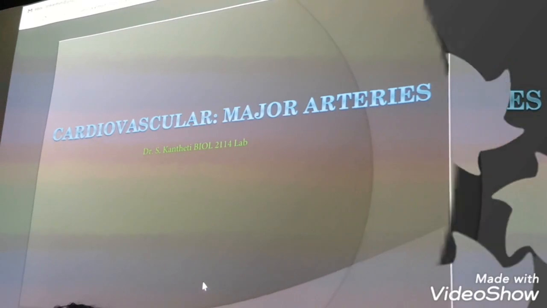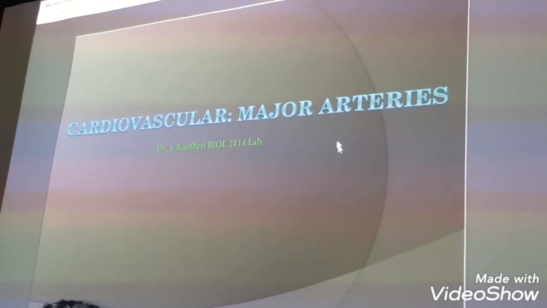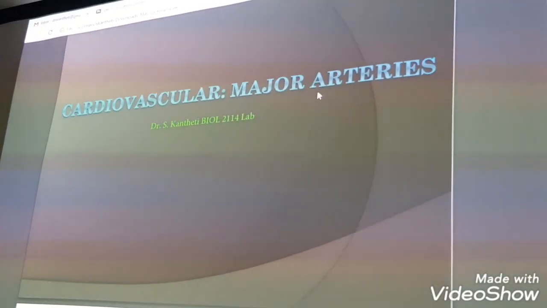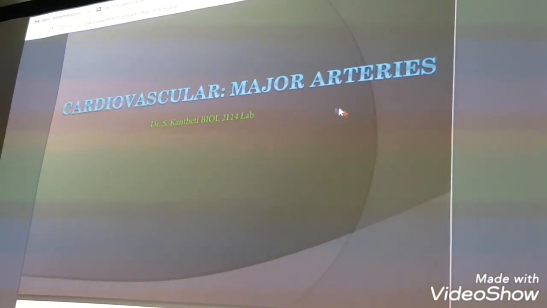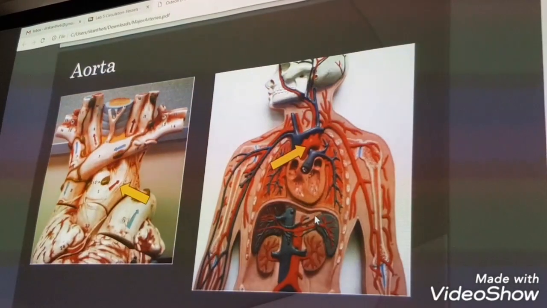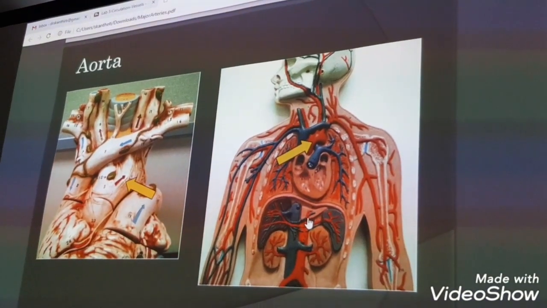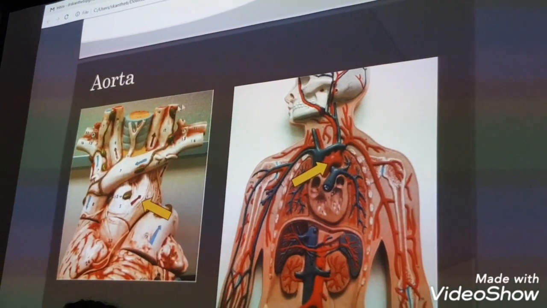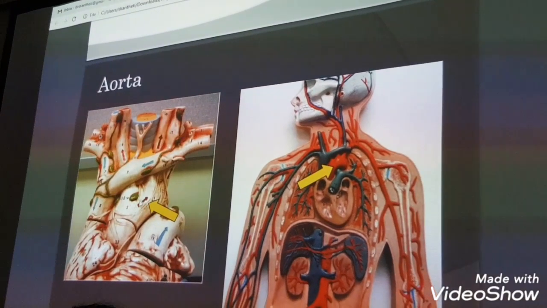Okay, in this presentation, we're going to go over the cardiovascular arteries, the vessels that are systemic arteries. So all arteries are away from the heart, and because we're talking about systemic circulation, these will all be red because it indicates that they have oxygen. So as a reference point, this is the arch of the aorta, right?